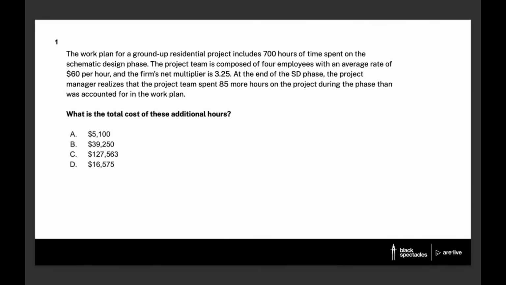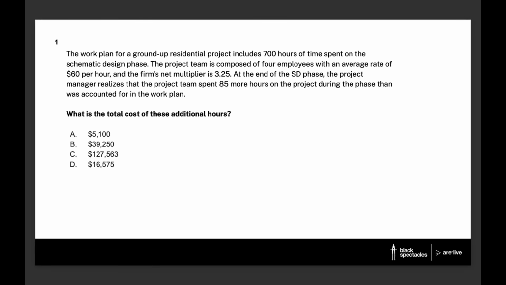The work plan for a ground-up residential project includes 700 hours of time spent on the schematic design phase. The project team is composed of 4 employees with an average rate of $60 per hour, and the firm's net multiplier is 3.25. At the end of the SD phase, the project manager realizes that the project team spent 85 more hours on the project during the phase than was accounted for in the work plan. What is the total cost of these additional hours? A, $5,100, B, $39,250, C, $127,563, or D, $16,575.